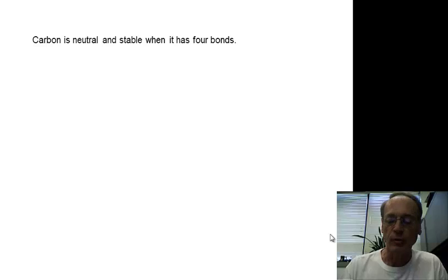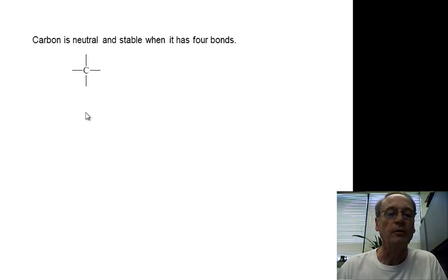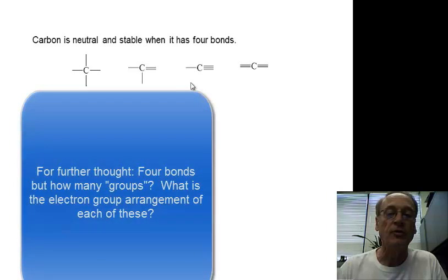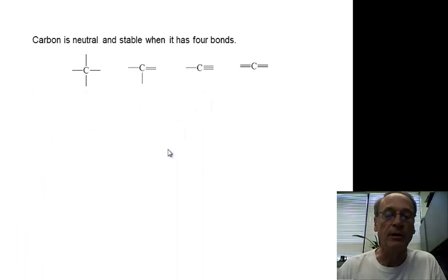Carbon is neutral and stable and it has 4 bonds, as you know. So here's a carbon with 4 bonds. These are 4 single bonds, but you could also have carbons with a double bond and 2 single bonds, or a triple bond and 1 single bond, or 2 double bonds. And those all are stable and neutral because they have 4 bonds.